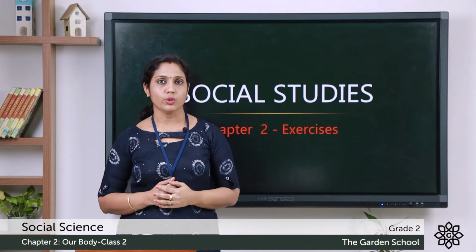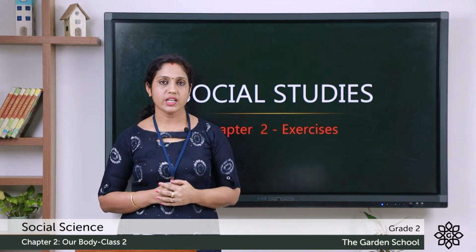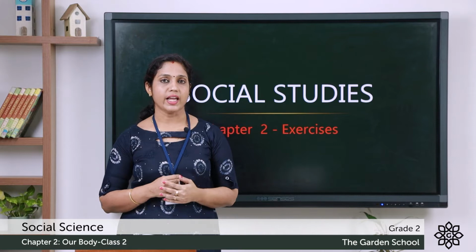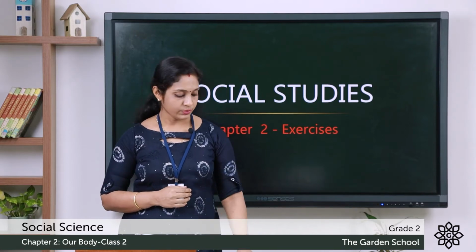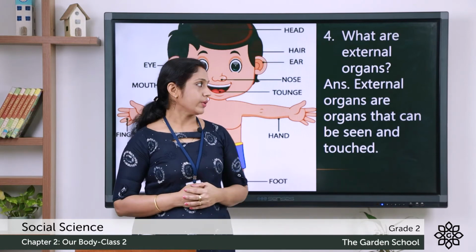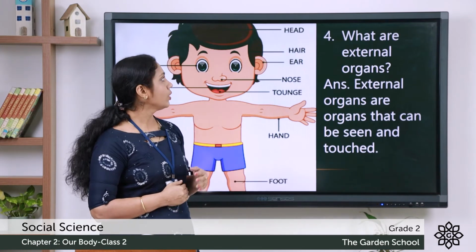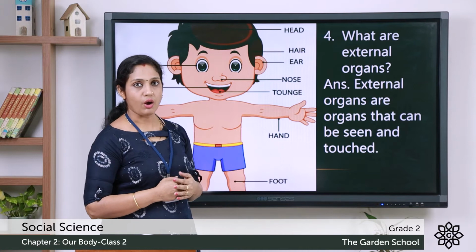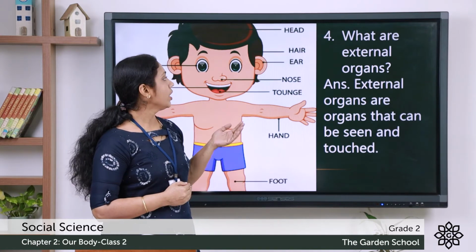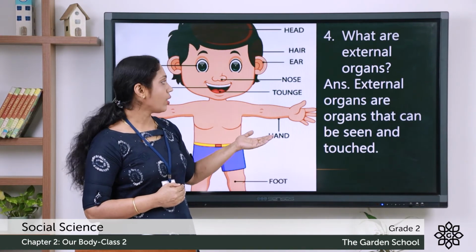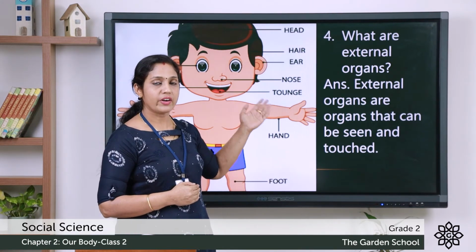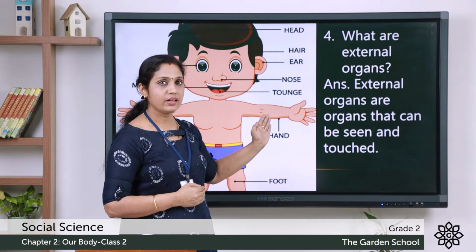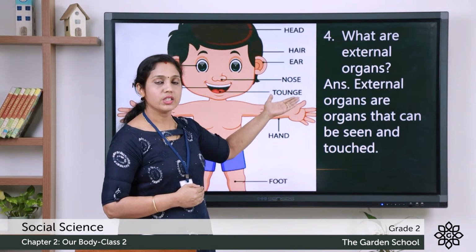You can take your notebook and write today's date. Write chapter 2 and the heading Our Body. We are going to write the question answers. So the first question we have, what are external organs? External organs are organs that can be seen and touched. So you can write down the question and then the answer you can write what is seen on the board here.